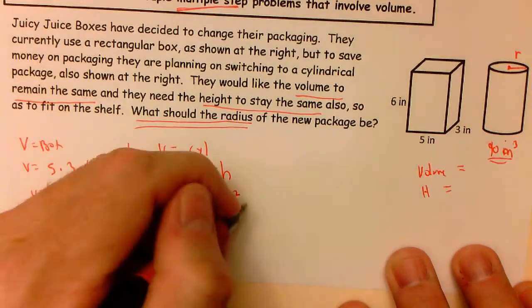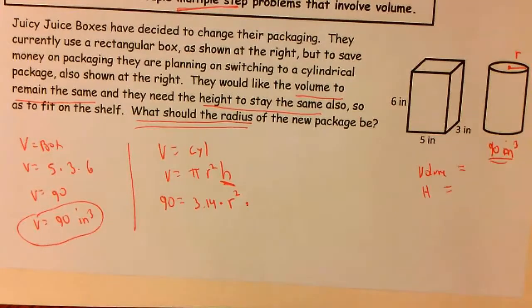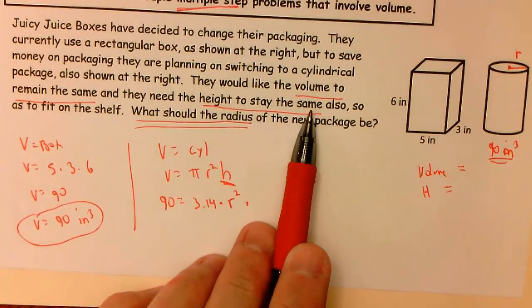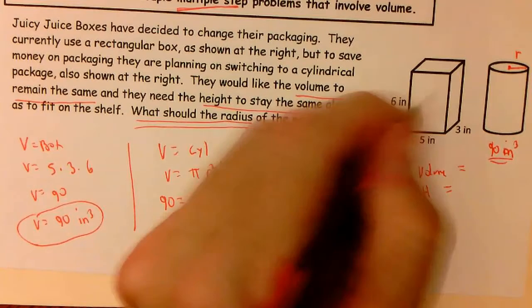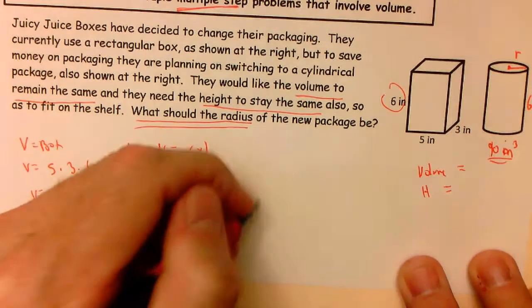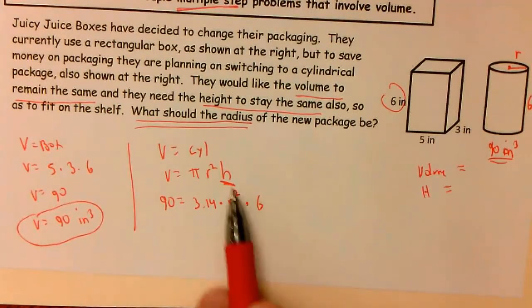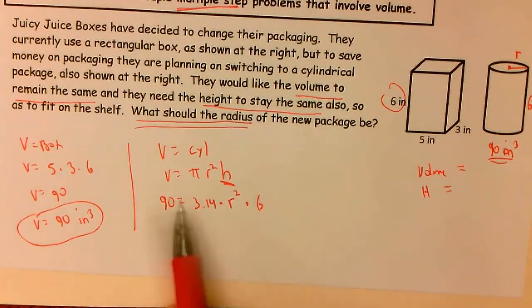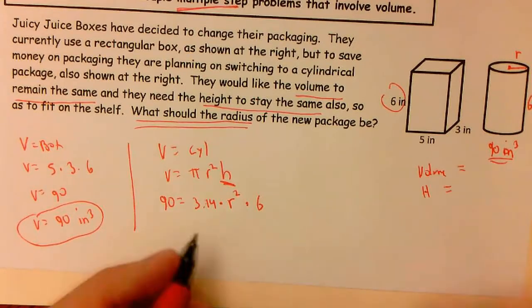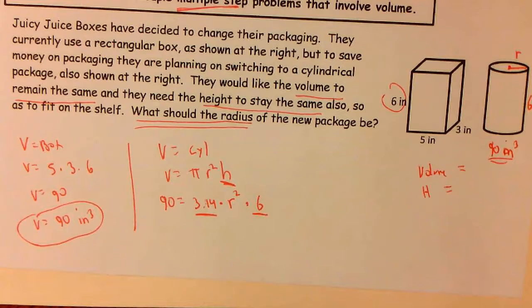I do not know the radius, but I do know the height, because they told me in the problem that the height would stay the same. So the height was 6, it's still going to be 6. So I'm putting 6 in for the height of the cylinder, I'm putting 3.14 in for pi, and I'm putting 90 in for the volume. And now I only have one variable left to solve for, which is the radius. First thing I'm going to do is multiply the 6 times the 3.14.